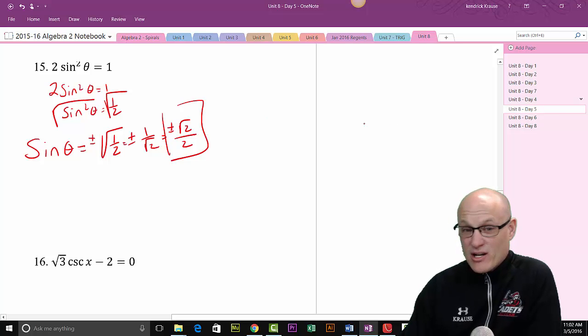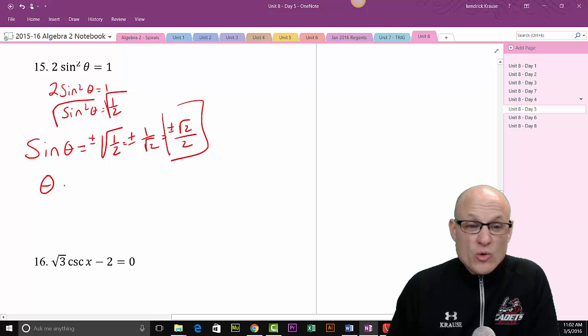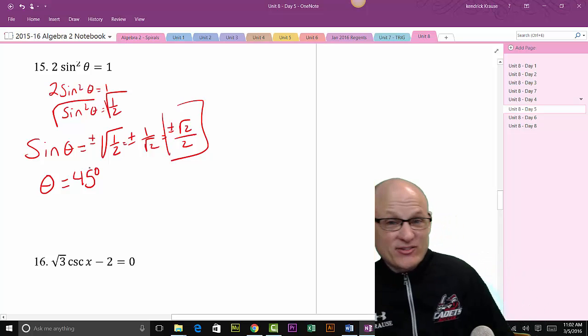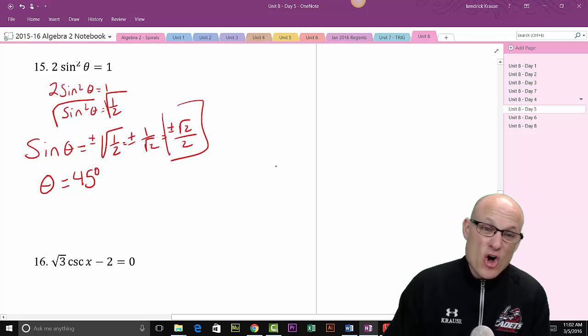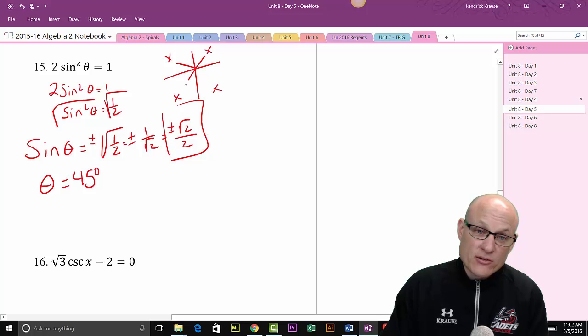Now this one's not bad. I don't have to put this in my calculator. I know that theta when it's the square root of 2 over 2 is 45 degrees. But it's plus or minus the square root of 2 over 2. So that means I have to get an angle in all 4 quadrants. Sine is positive in the first and second. It's negative in the third and fourth. And they're all going to be reference angles of 45 degrees.